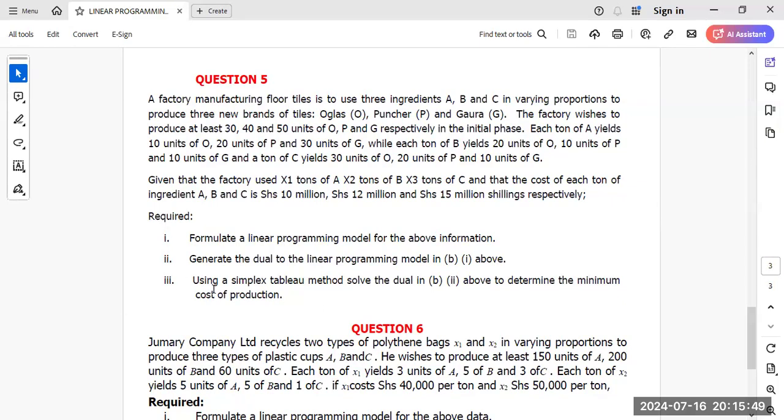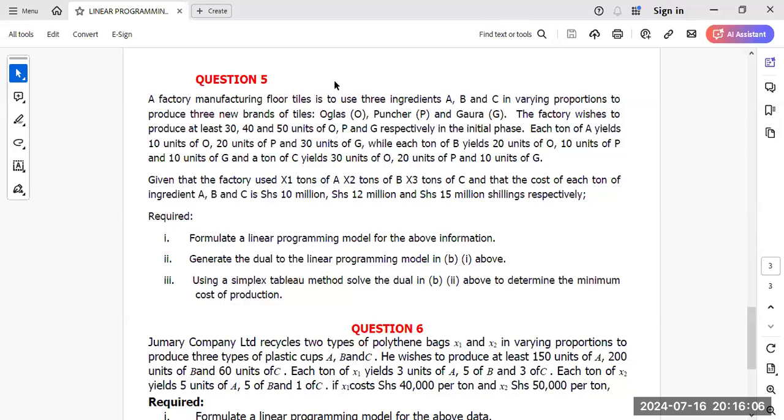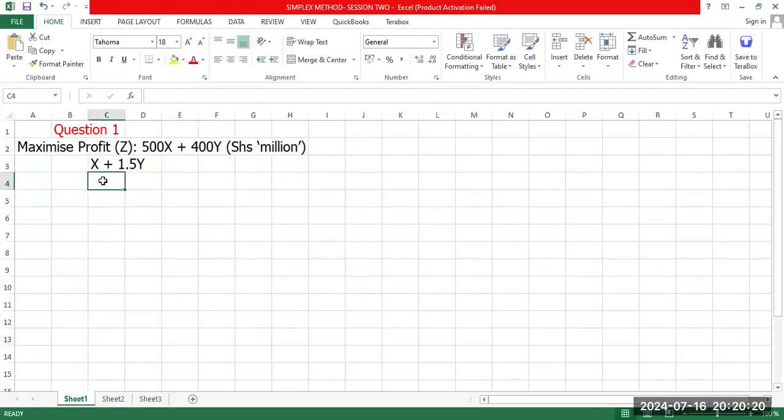Then Roman 3, you are to use the Simplex tabular method to solve what you have in Roman 2. So we can use this information to come up with our linear programming model. So you can get your book and we start. Just for purposes of recording, I'm trying to record here my linear programming model for question 5. This is question 5.